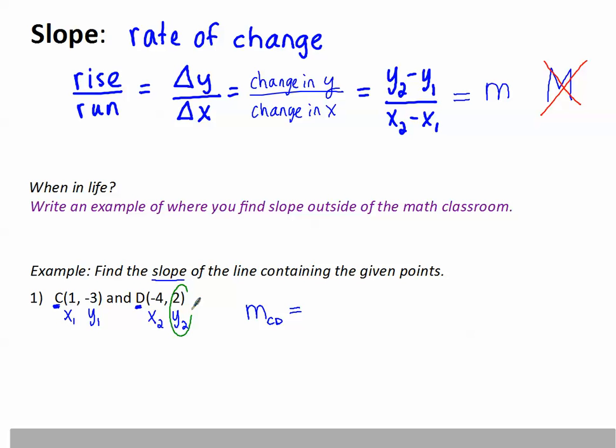I'm taking y2 minus y1. So 2 minus negative 3. And I'm dividing by the change in x. x2 minus x1. Negative 4 minus 1. And then I can simplify that. 2 minus negative 3 makes 2 plus 3, 5. Negative 4 minus 1, negative 5. This can be simplified, so I do that. 5 divided by negative 5 is negative 1. And there's my slope.